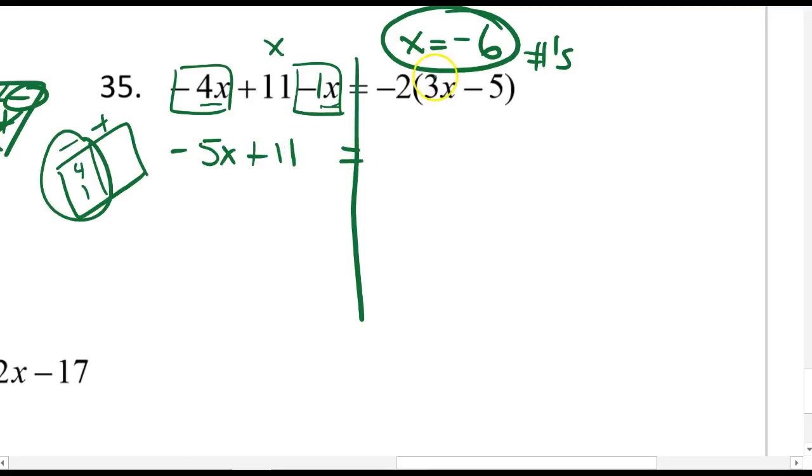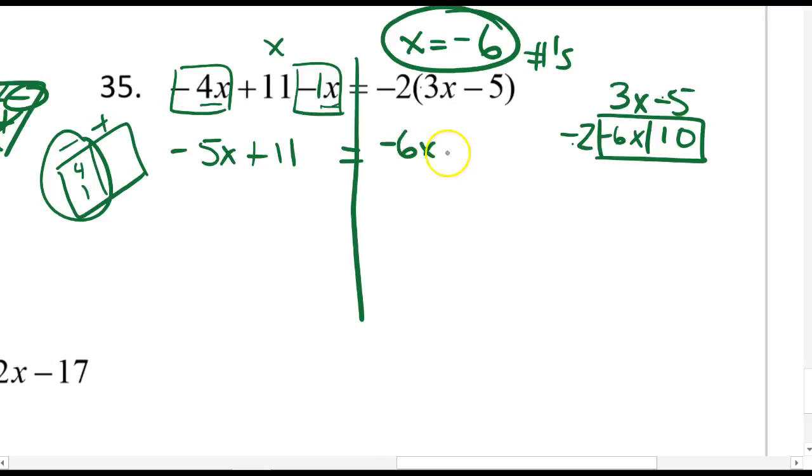Okay, now over here on this side, it's a number in front of parentheses, so you know you're going to multiply or distribute. So I'll set up a rectangle, and we do 2 times 6 times x, then negative times a positive is a negative, negative times a negative is positive, 2 times 5 is 10. So now what we have over here is negative 6x plus 10.